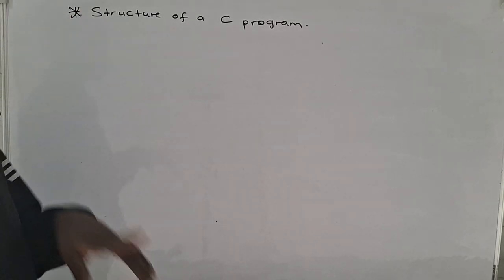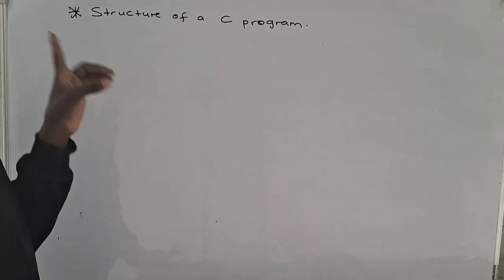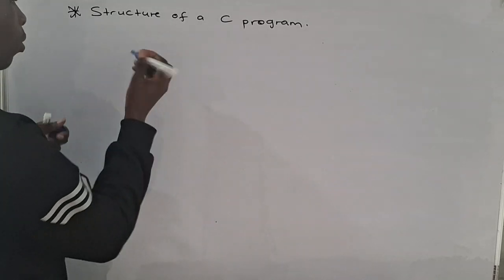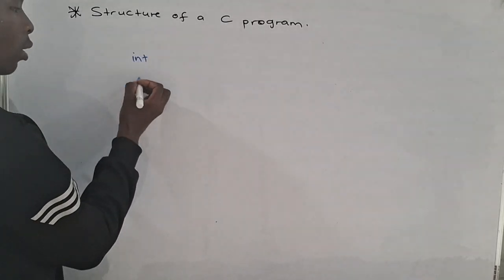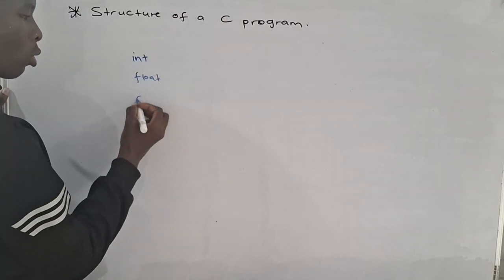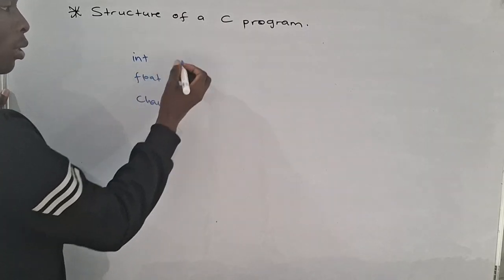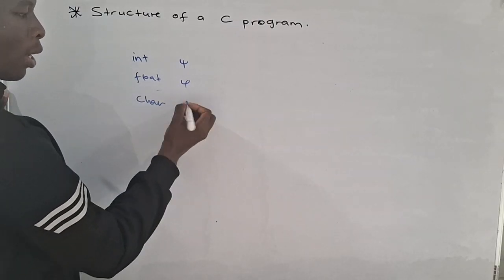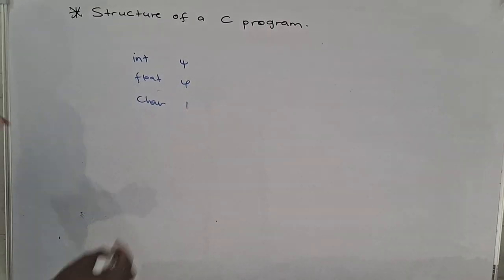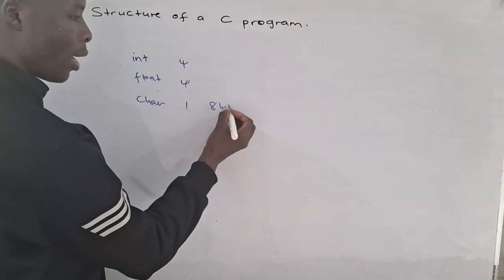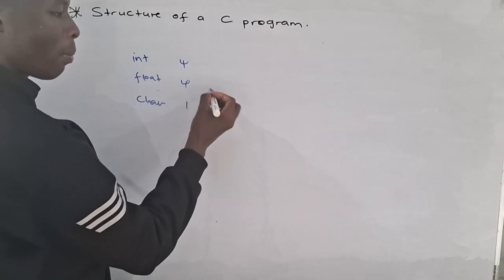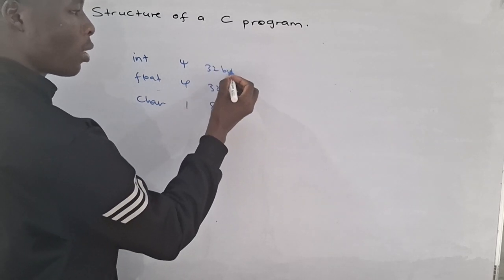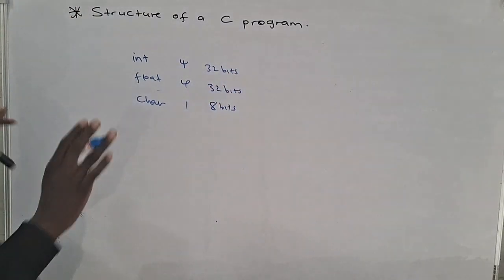Don't forget in the previous class, we discussed different types of data types. We have int, we have float, we also have char. Int is going to use 4 bytes, float is going to use 4 bytes, and char is going to use 1 byte. 1 byte is 8 bits. 4 bytes is 32 bits.